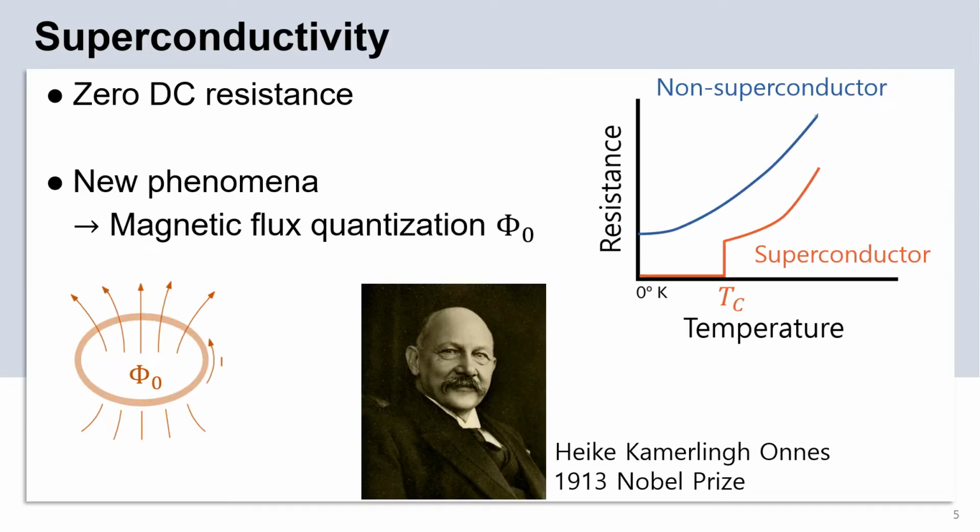Superconductivity is a phenomenon in which below a certain temperature, the conductor has a zero DC resistance, as you can see in the figure here. With this come new phenomena such as flux quantization. In a superconductive loop, the magnetic flux must equal an integer number of flux quanta. So each superconducting loop can have 1 flux quantum, 2 flux quanta, 3 flux quanta, and so on. It also introduces new physics which can be used to explore new devices and electronics.